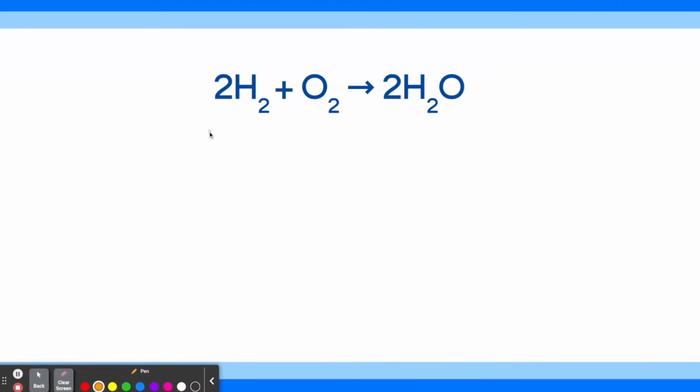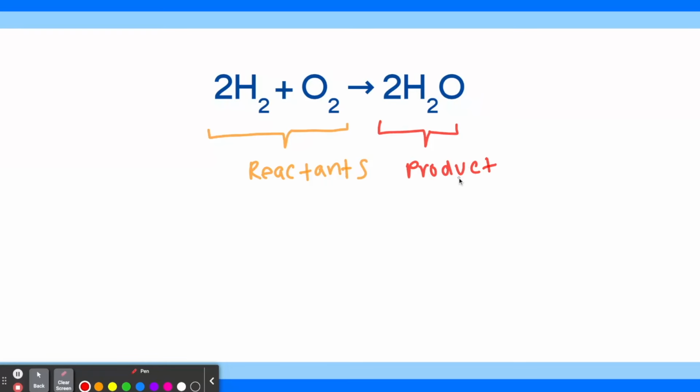So things on the left side, the ones being added to form this product over here, these are known as the reactants. These are the substances that undergo the chemical reaction. And now the thing on the right side, as you may have heard me mention a second ago, is the product. This is the substance formed through the chemical reaction. It's created from rearranging the atoms and bonds in the reactants.